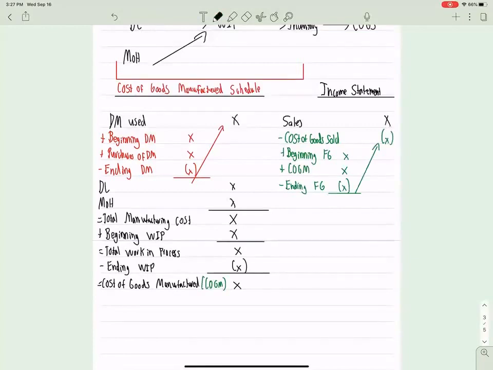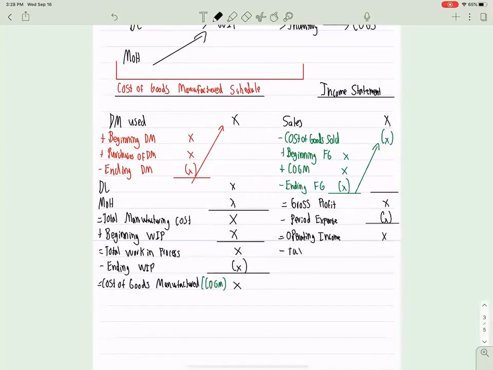Now, when you do sales minus cost of goods sold, that gives you your gross profit. From there, when we have our gross profit, we minus all our period expenses. And then that gives us our operating income, or net income before tax, whatever you want to call it. And from there, you can minus taxes. This part's not important, but we'll do it. Minus taxes equals net income.